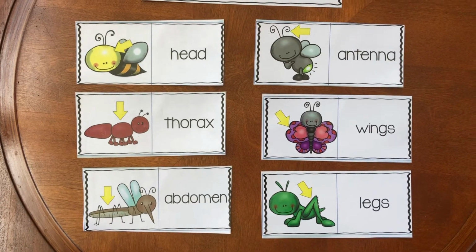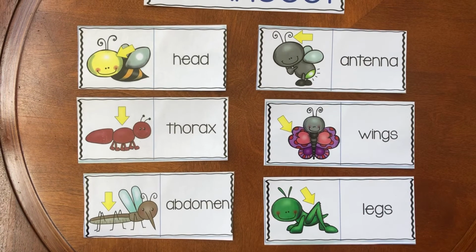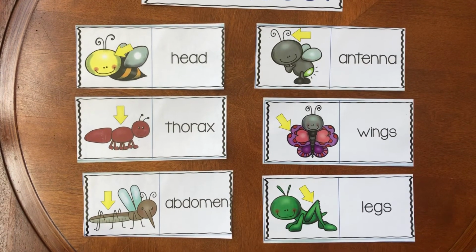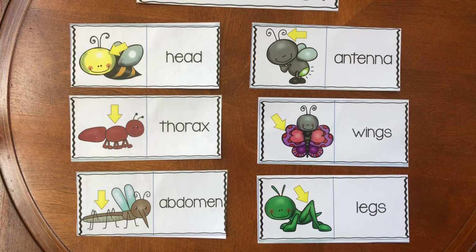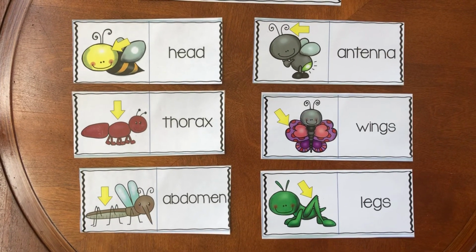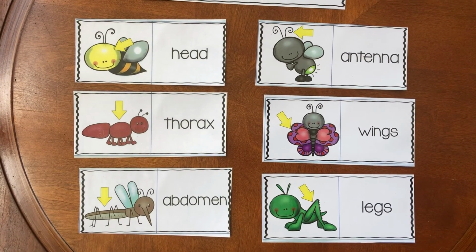You could actually become a bug scientist. Do you know what that's called? An entomologist. You can become an entomologist studying the parts of an insect. Isn't that cool? All right, happy bug hunting.